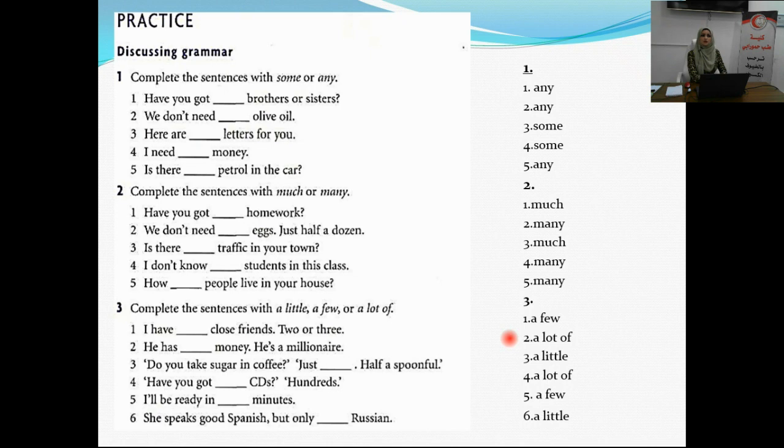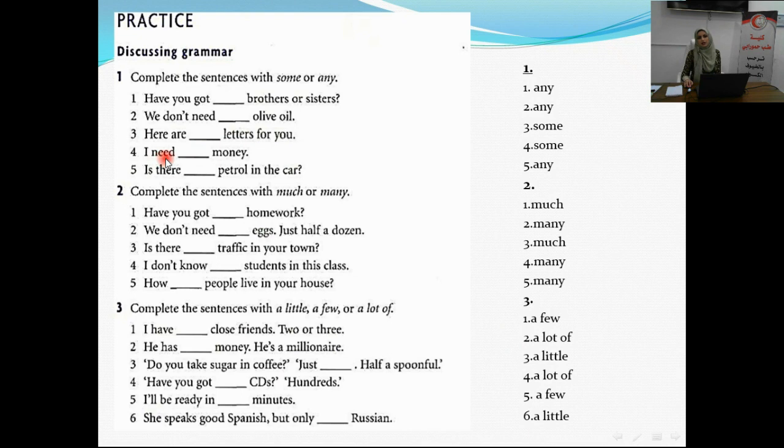With number 2, "We don't need olive oil." So the oil is what? Non-countable. Also we have a negative sentence, so we're going to use "any." With number 3, we have "Here are some letters for you." As you see, here we have an affirmative sentence and the noun "letters," which is a countable noun, so we are going to use "some."